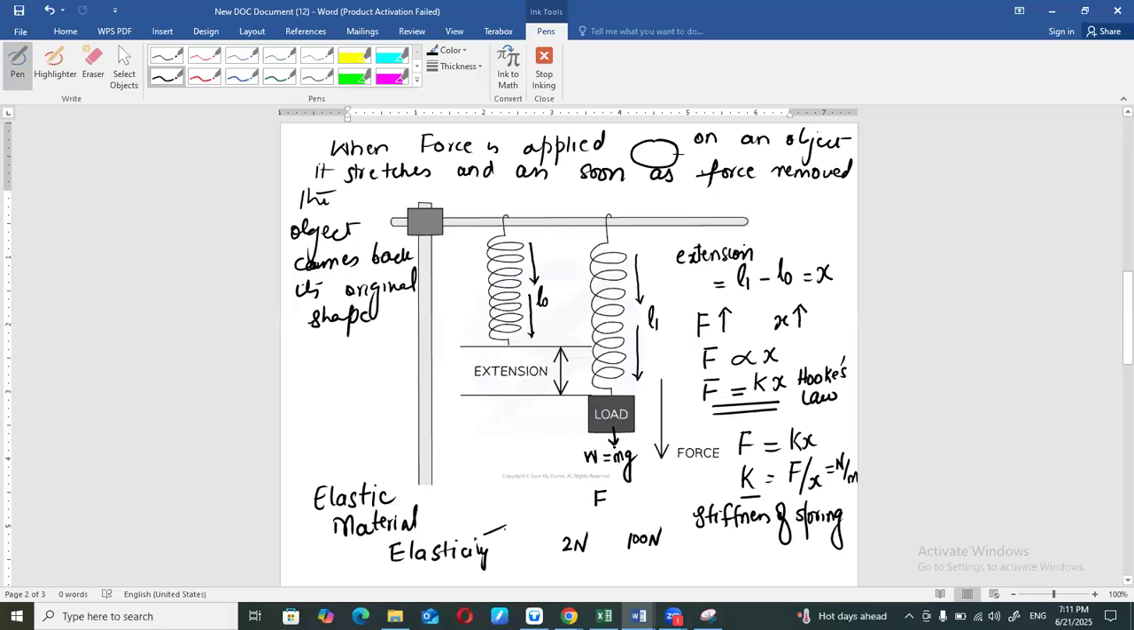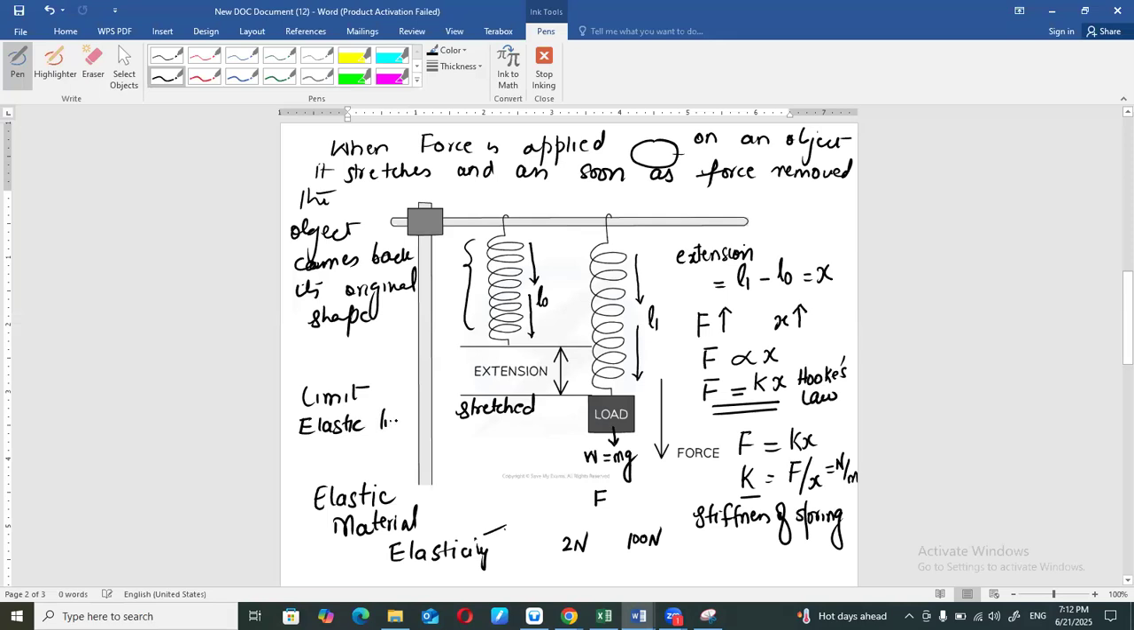Actually, what happened? There is a limit now. It means there is always a limit to everything. So if you increase the weight to a certain limit, or if you increase the force more than a certain limit, even if you remove the force, it will never go back to its original shape, but the shape will be slightly stretched. Like the rubber band, the original shape is being changed, or you can say distorted. And that means there is a limit to everything, and we call that limit the elastic limit.